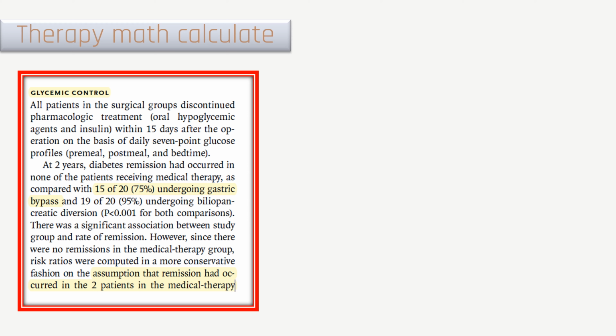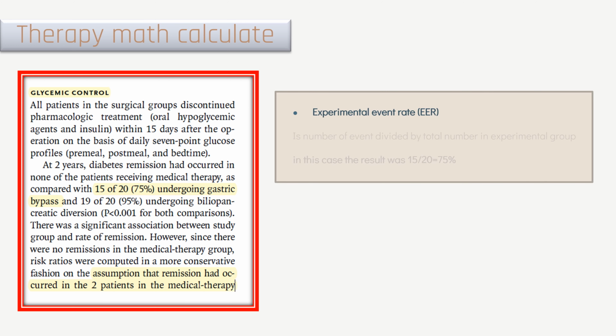Articles may report the results in a variety of different ways. It's important for you to calculate the treatment effect in terms of absolute risk or benefit, relative risk or benefit, and number needed to treat. Many articles may not report these, so you should calculate them in a similar way.